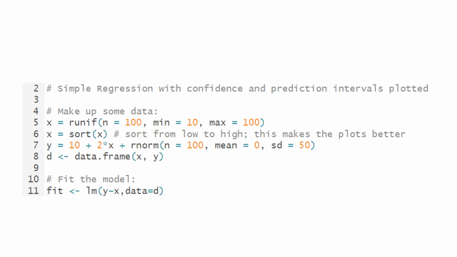Line 7 defines the population regression equation. The intercept is 10, the slope is 2, and the error is 100 random observations from a normal distribution with a mean of 0 and a standard deviation of 50. This information is stored in an object named y. Line 8 creates a data frame containing x and y, and the data frame is stored in an object named d. Line 11 uses the LM function to perform a regression analysis with y as the dependent variable and x as the independent variable. The regression output is stored in an object named fit.